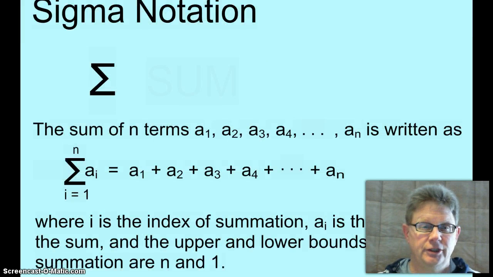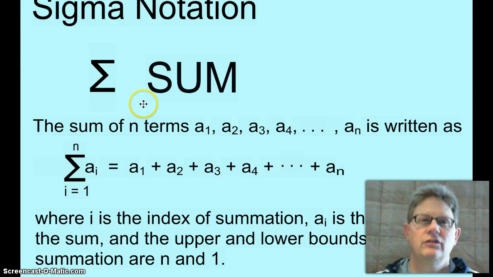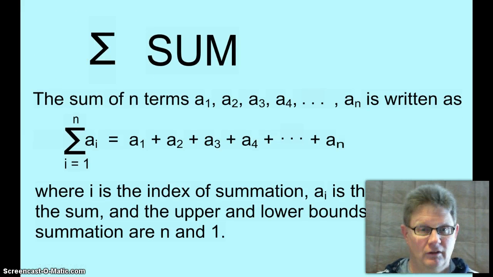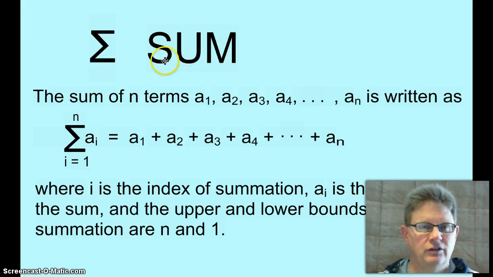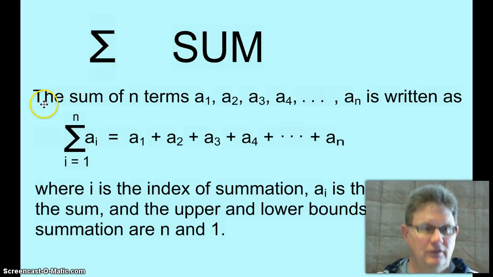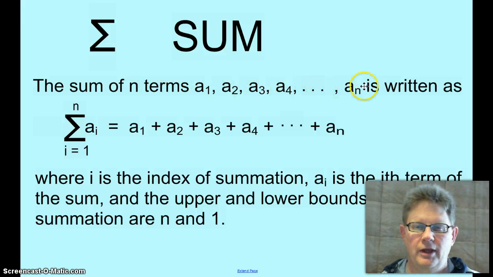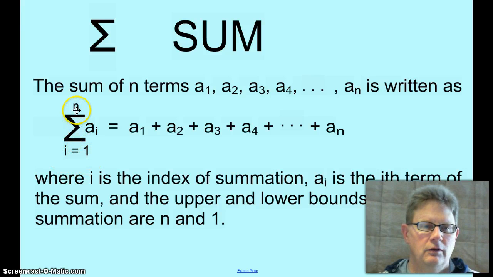Sigma notation. You're going to use a capital Greek sigma, and it means sum. So it's like a capital S. Obviously sum, with a sigma, S, makes a lot of sense. The sum of n terms, a sub 1, a sub 2, a sub 3, a sub 4, all the way up to a sub n, is written in sigma notation as the sum from i equals 1 to n of a sub i.